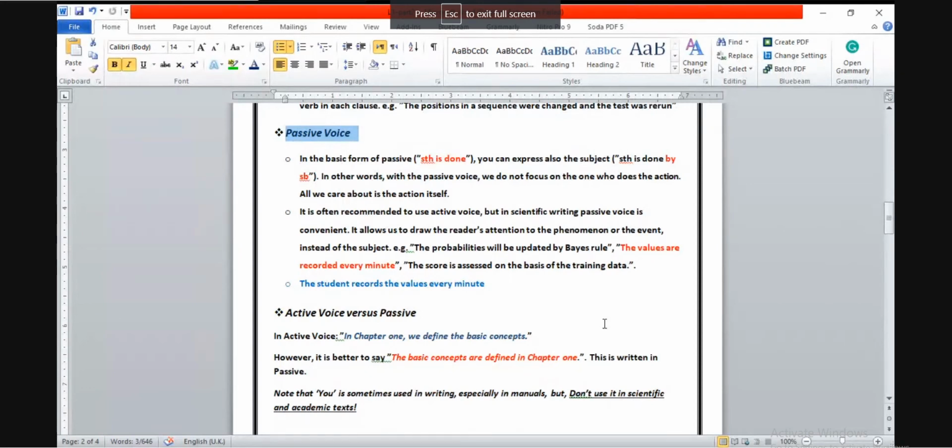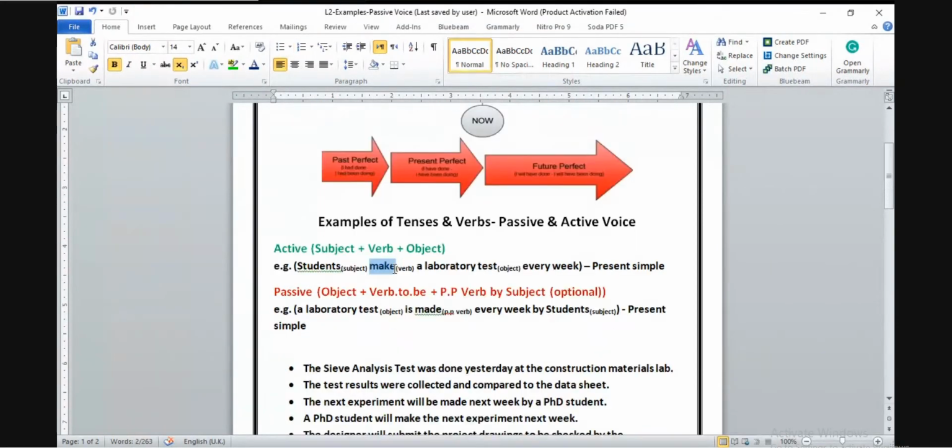تمام أوكي. أوكي إن شاء الله بالتوفيق. شكرا أستاذ.